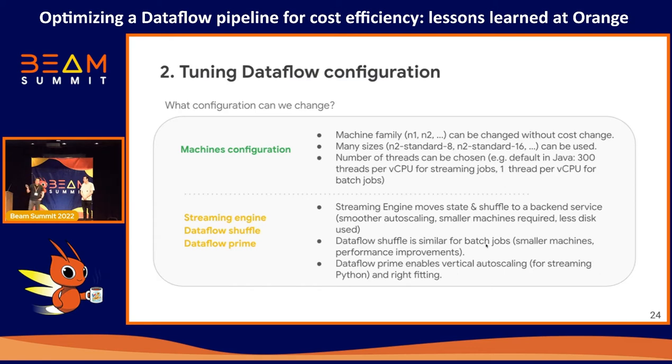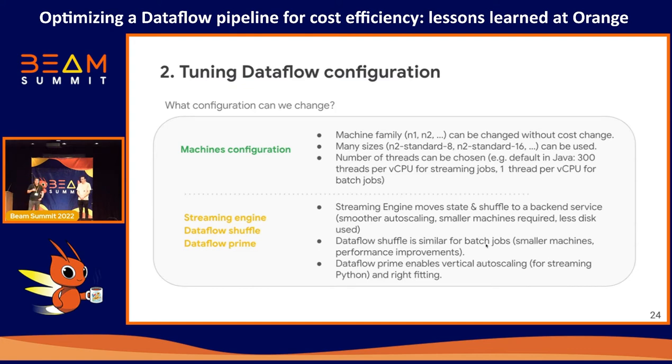The first one is the Streaming Engine, which moves state and shuffle to a backend service. Of course, there is a charge associated with this feature, but in exchange, it will reduce the number of workers required to process your data. So less disk, less memory, less CPU. And it also provides a more reactive and smoother autoscaling.